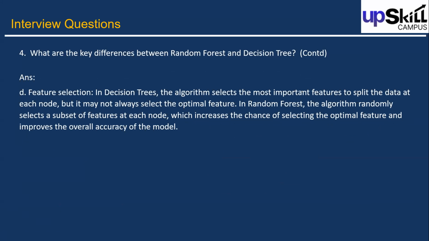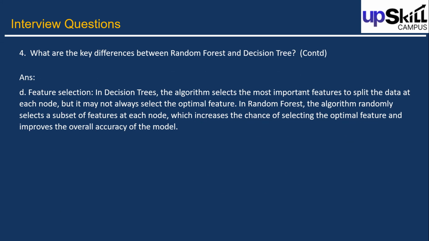Feature selection. So in decision tree, this is a very important part. In decision tree, the algorithm just selects the most important feature, and it splits the data depending on that, right? But it could not always be the most optimal feature, right? It could be a good feature to split. It could not be the most optimal feature to split on.